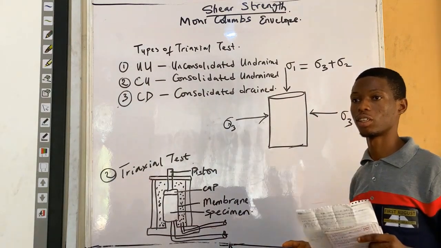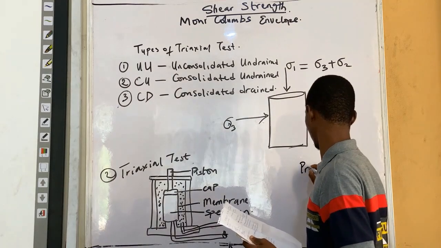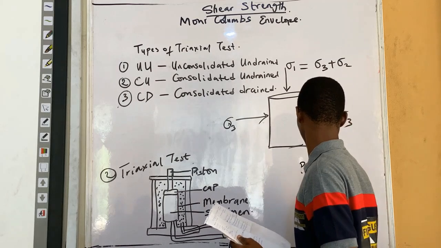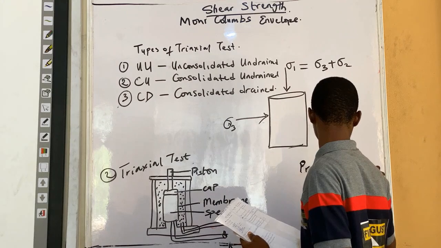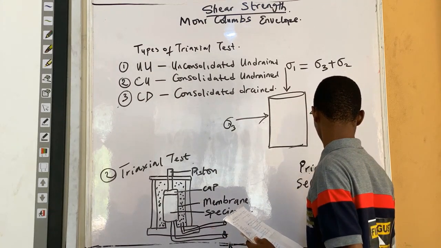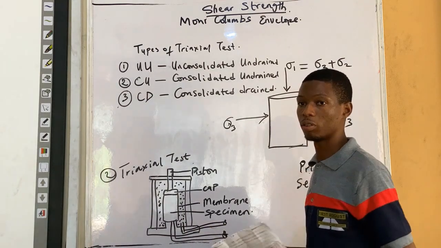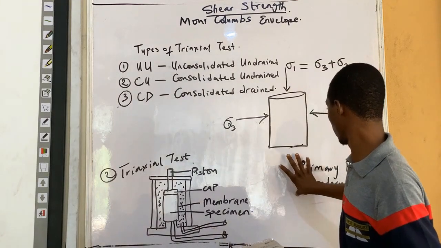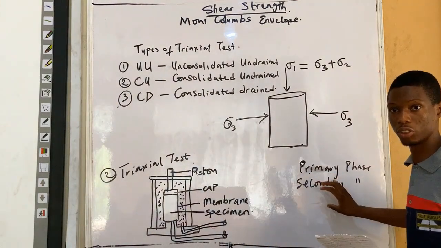Triaxial tests are in two phases. We have the primary phase and the secondary phase. Is that correct? Yes, triaxial test is in two phases: you have the primary phase and the secondary phase.